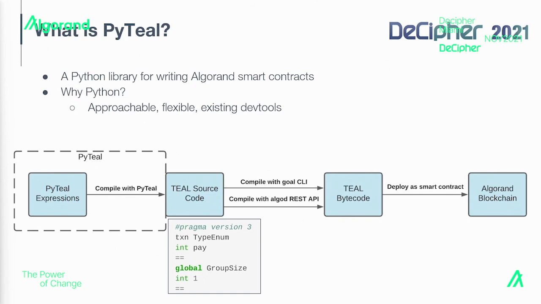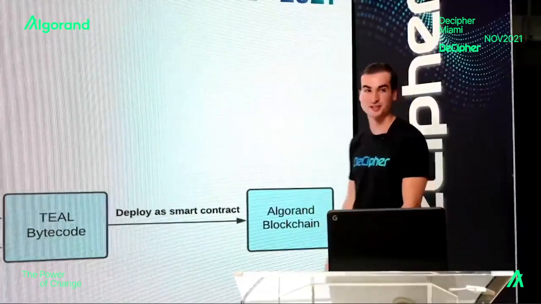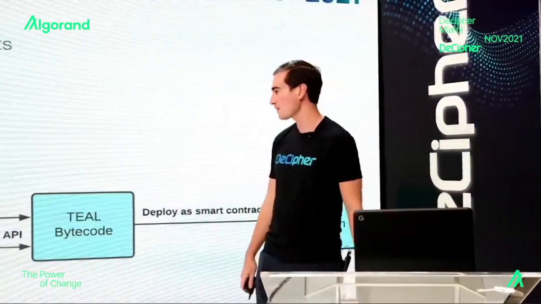So PyTeal comes in at the very left over here. You can create what's called PyTeal expressions, and I'll explain more in a few slides. You can create these expressions in Python with the tools you're already familiar with, and then PyTeal will compile these into Teal source code for you, and then you can continue the workflow here, and then eventually have that code run on the chain. So this is the context that we're talking about.